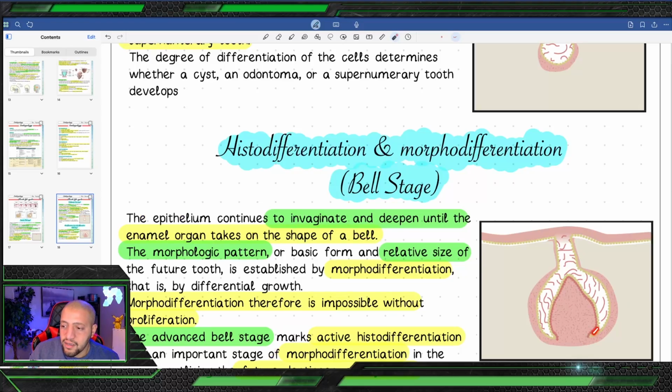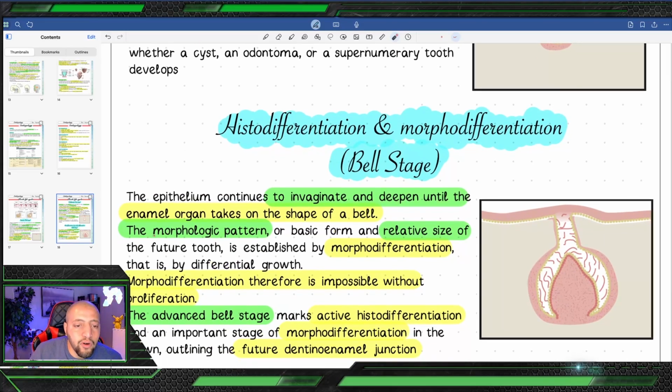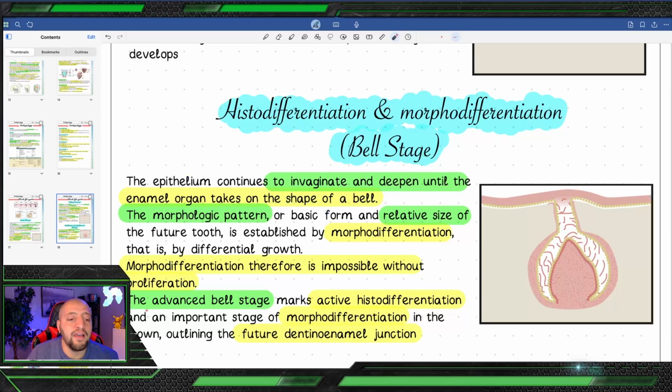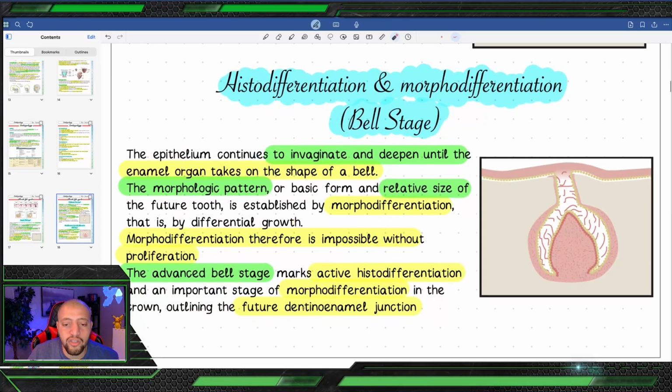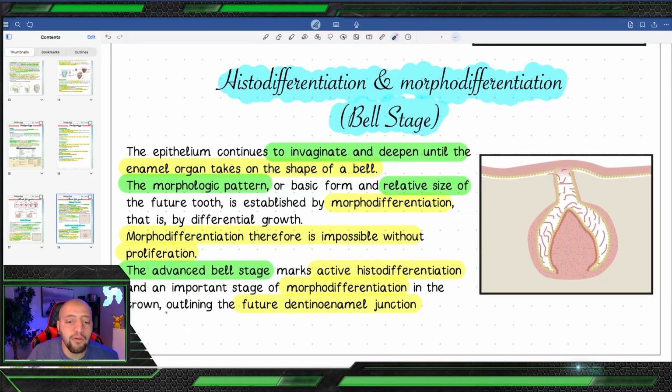The epithelium continues to invaginate and deepen until the enamel organ takes on the shape of a bell. So this is what we call the enamel organ, and it comes in the shape of a bell. The morphologic pattern, or basic form and relative size of the future tooth, is established by morphodifferentiation. Morpho is related to the shape. Morphodifferentiation, therefore, is impossible without proliferation. The advanced bell stage marks active histodifferentiation and an important stage of morphodifferentiation in the crown, outlining the future dentinoenamel junction.